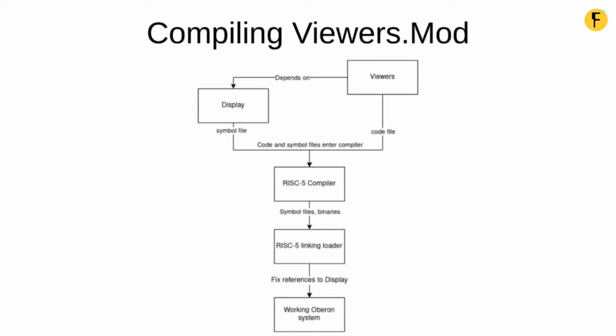This is essentially a simple flowchart detailing how any program gets compiled and put into the Oberon system. So the important parts for our purposes are these two, the compiler and the linking loader. So we have to port the compiler. We have to make it target RISC-V instead of Wirth RISC. That's the major task here.